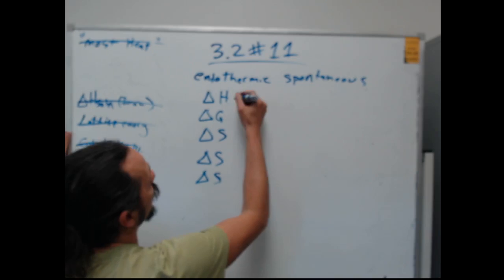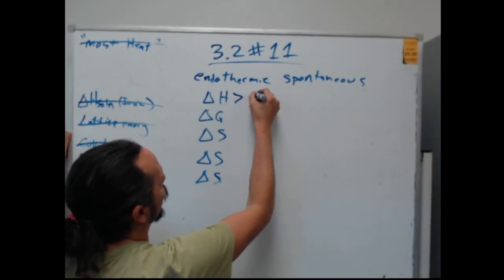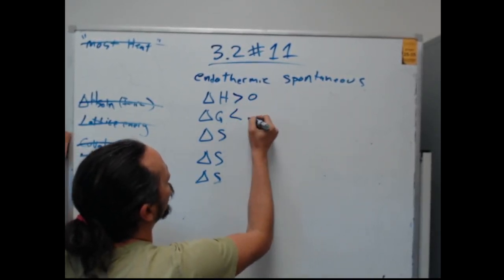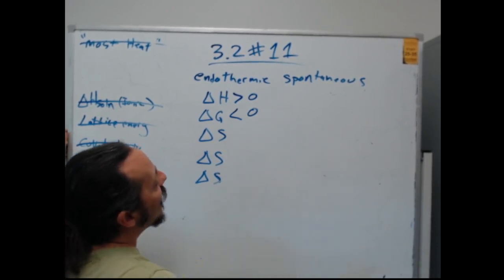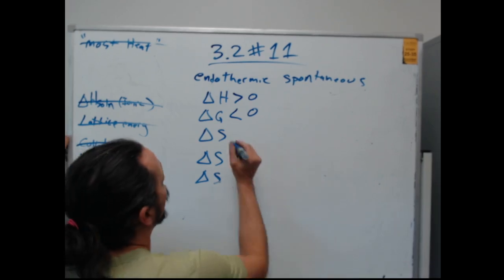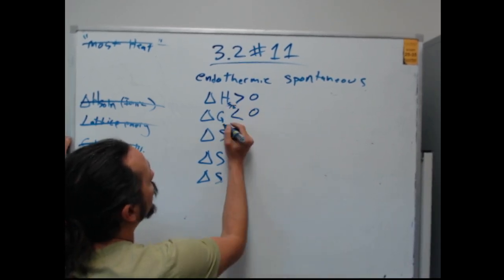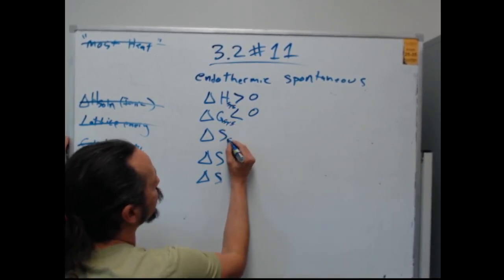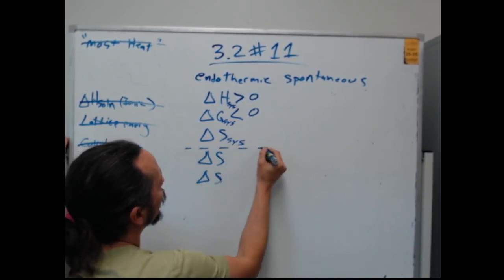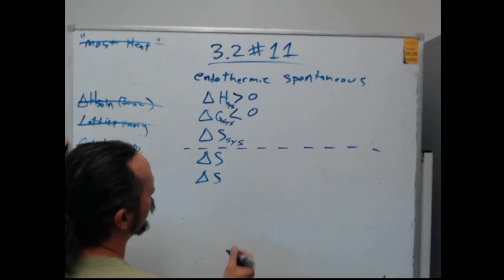Delta H, if it's endothermic, we can tell delta H is greater than 0. If it's spontaneous, we can tell delta G is less than 0. And every time we've been doing delta H's and delta S's, we've always been doing it for the system. And the delta S that I usually care about is the system.